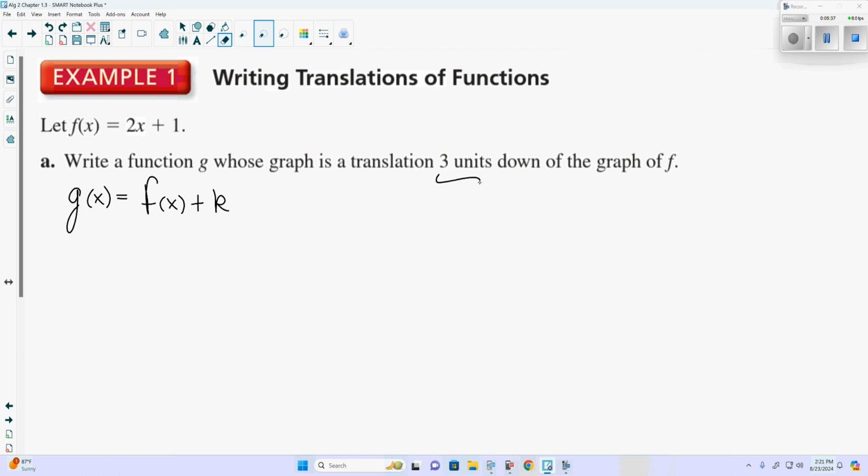Now, we need to figure out what k is. k is our movement. So what would k be here? So 3 down. So the value of k is 3, because that's our movement up, down. We're moving it down 3, yes? And since we're moving it down, would the 3 be positive or negative? Negative, because we're going down. Down is negative movement. Up is positive. Right is positive. Left is negative. And we'll deal with that in a second when we get to horizontal.